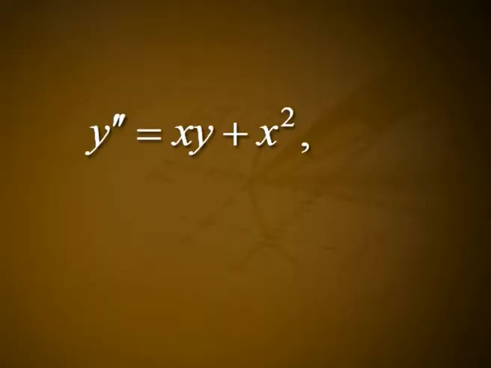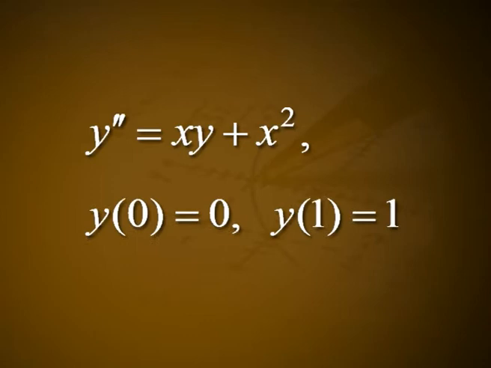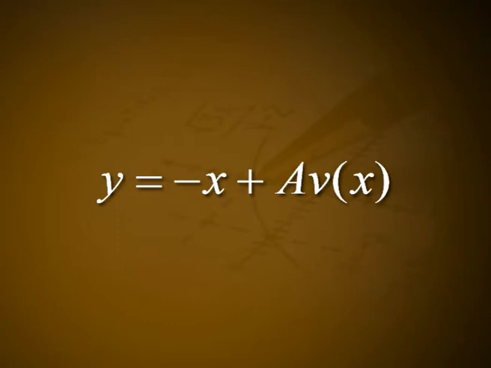Problem 5. Solve the boundary value problem y'' = xy + x², y(0) = 0, y(1) = 1. Solution. A particular solution to the given differential equation is y = -x. Hence, we put y = -x + A v(x), where v = 0 at the origin.